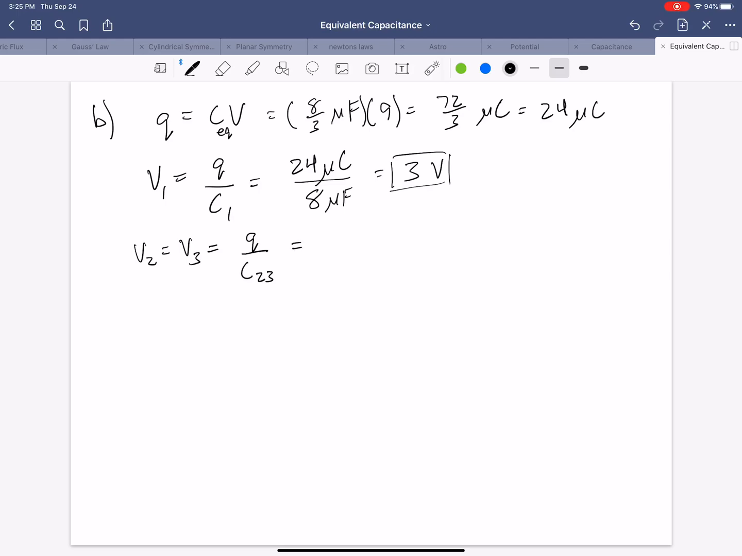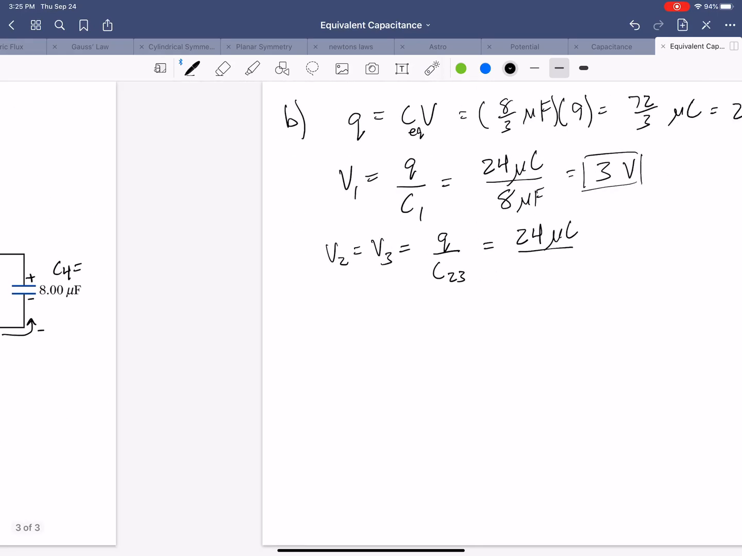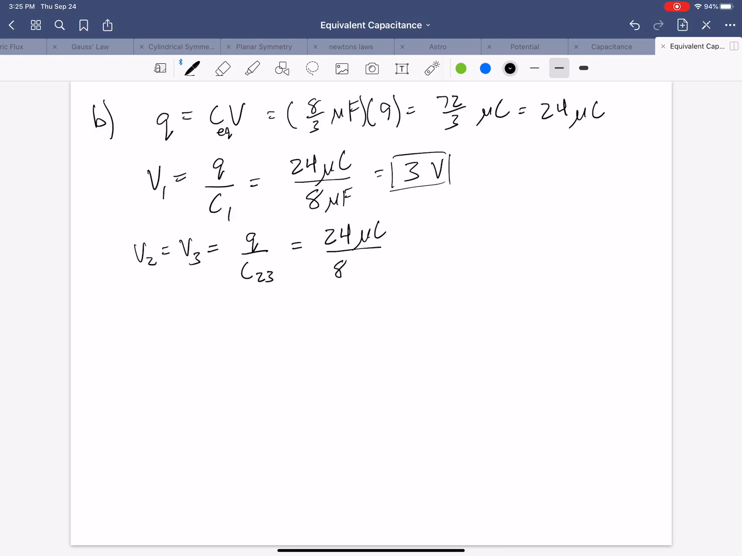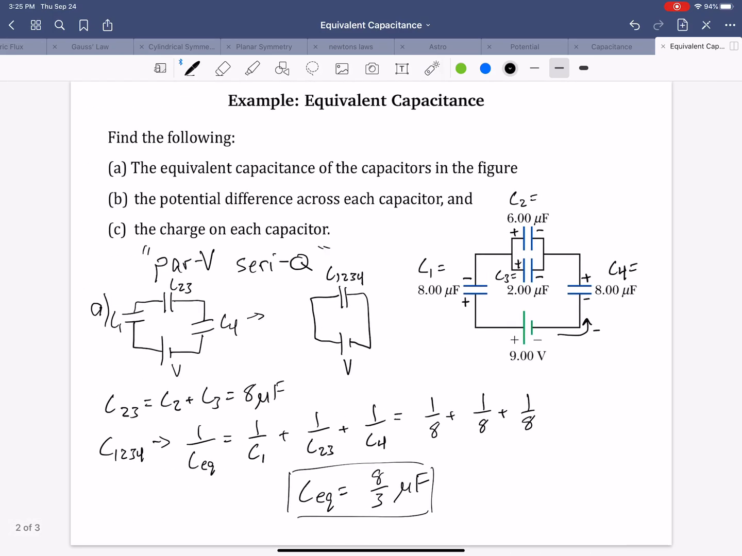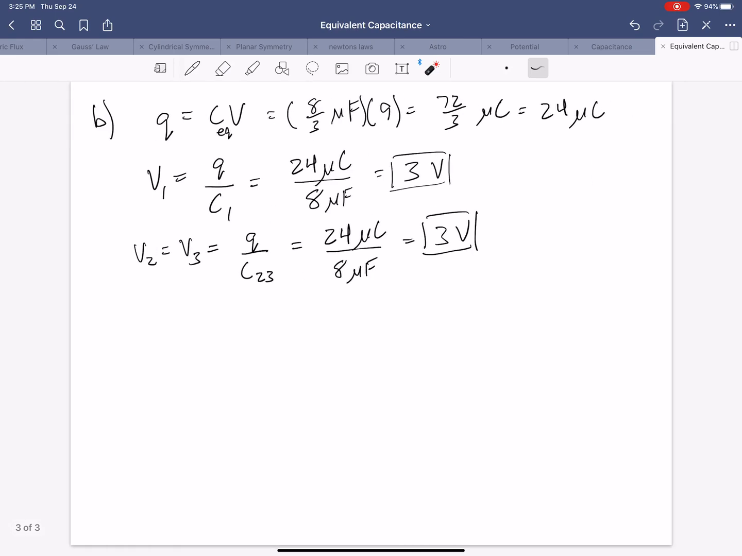So now we have that charge divided by the equivalent capacitance for those two, so C2,3. The charge is still 24 microcoulombs. And now what was that equivalent? Well, it turns out to, again, be the same as the first one, 8. So it just so happens that this is the same value as the first capacitor. Okay, so this is the voltage across both capacitor 2 and capacitor 3.